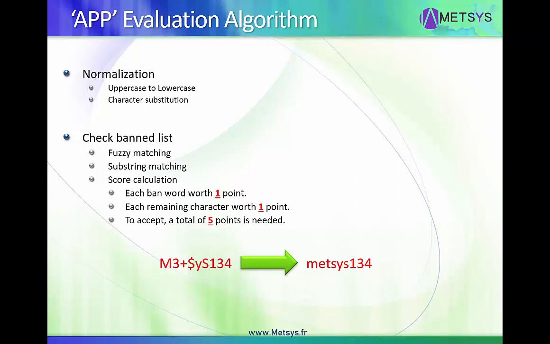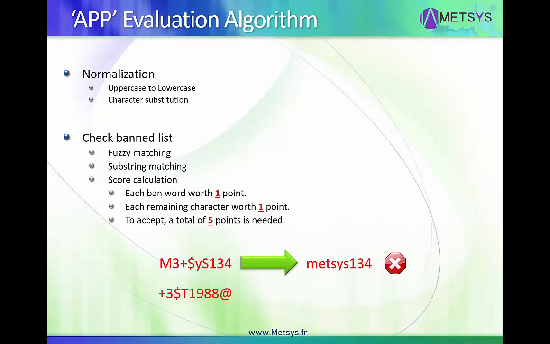If we have the word Metsis in the custom banned password list, it will give 1 point because Metsis is a banned word. And for the remaining characters, which are 3, 1 character for number 1, 1 character for 3, and 1 character for 4. So there are 3 points for the 3 remaining characters and 1 point for the banned word Metsis, which makes it 4 points. And because this is lower than 5 points, the password will be rejected.